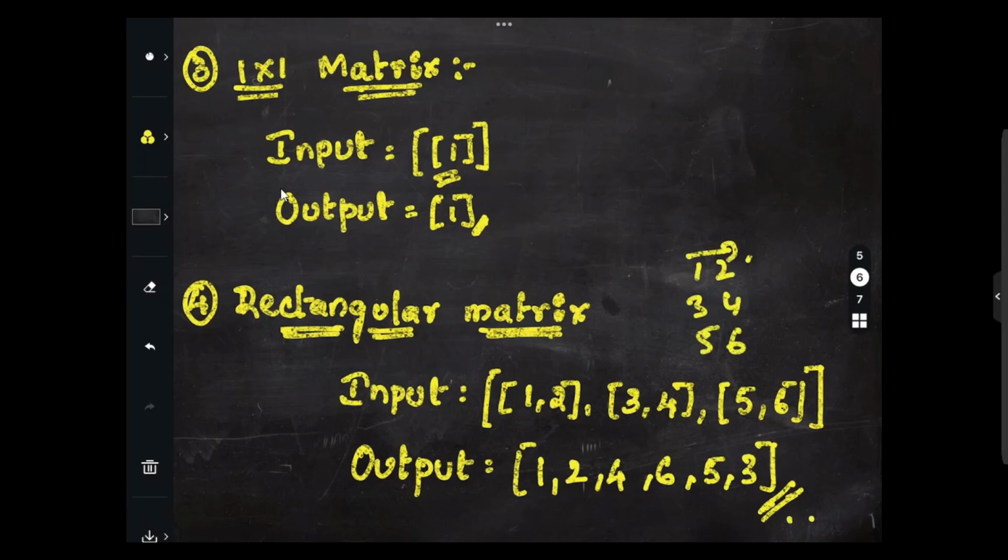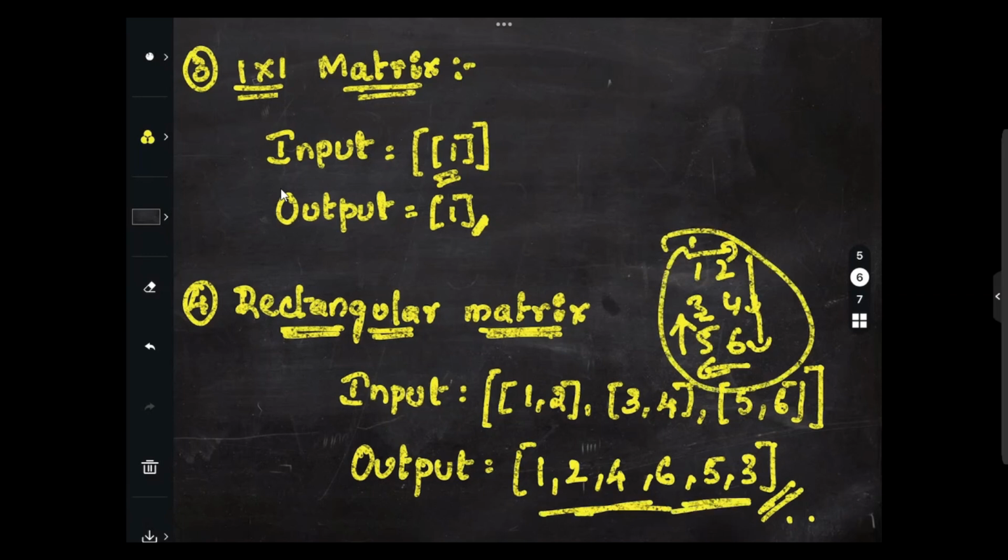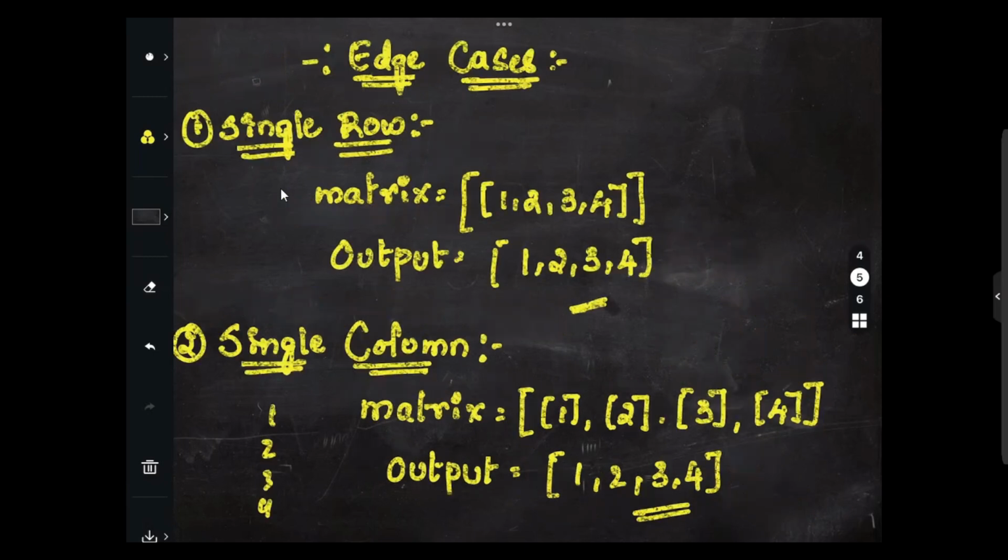So 1 2, first we will move right, then down, this one 5 6, and finally up here this one. So this will be 1 2 4 6, this one you can clearly see here 1 2 4 6 5 and 3, right? So I hope this is clear. So this is for the edge case rectangular matrix.